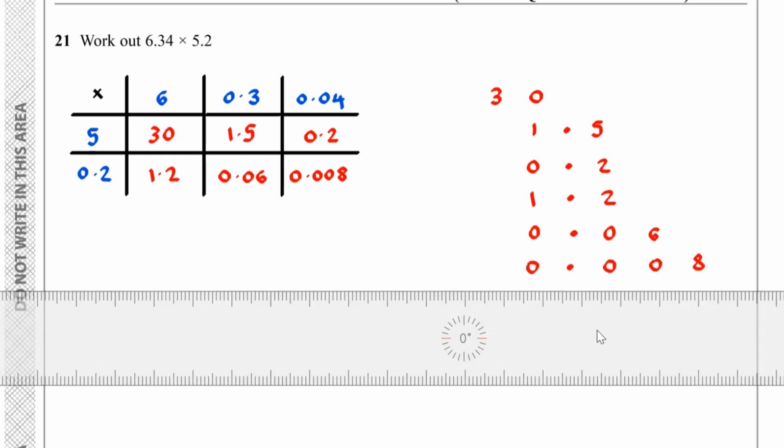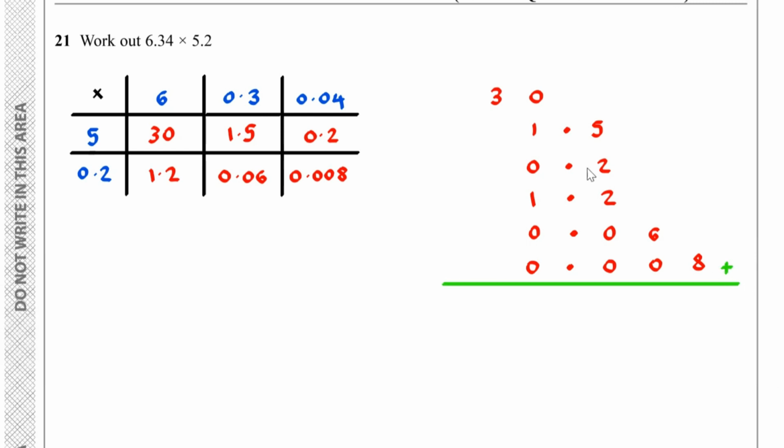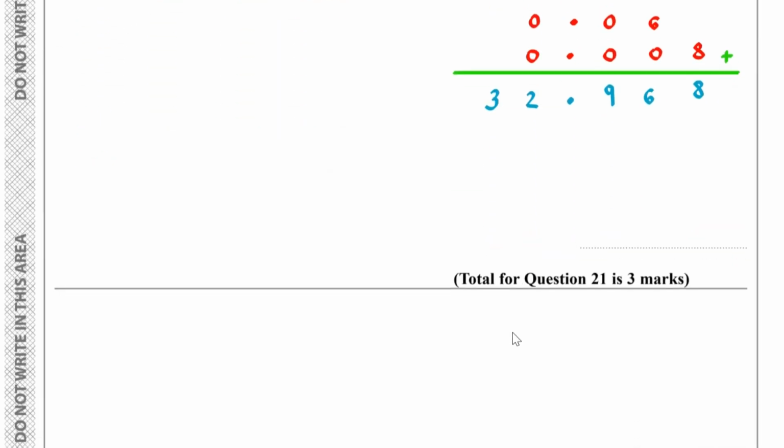So now if we add all this together, we've got 8 here, 6 here, then we've got 5 plus 2 plus 2, that's 9. Decimal point goes here. 1 plus 1 is 2. And then we've got the 3 here. So what we end up with is 32.968.